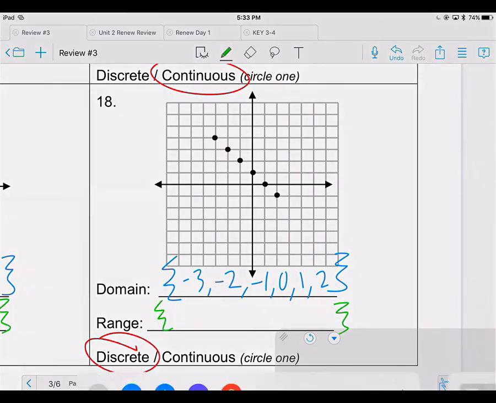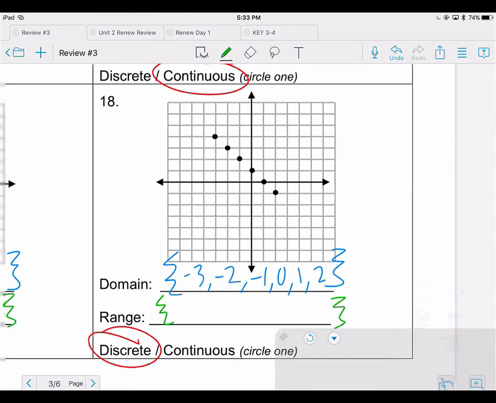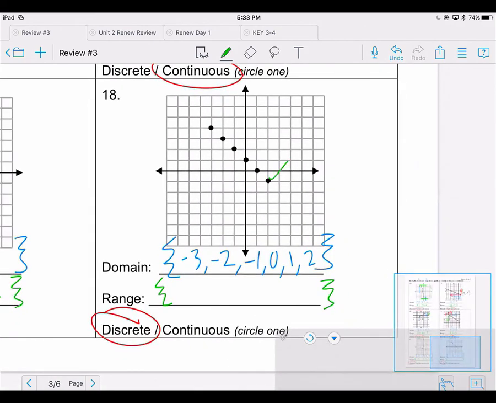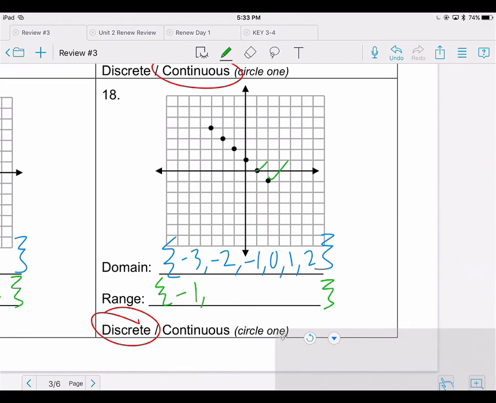My range, I'm going bottom to top again. And remember, the order does not matter. So if you got these numbers in a different order, you're not wrong. But my range is -1, 0, 1, 2, 3, and 4.